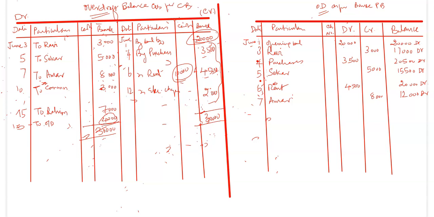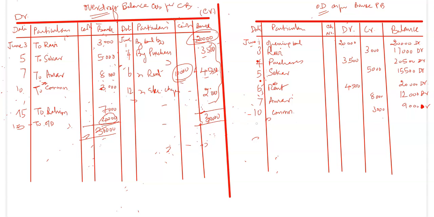Then is there any transaction on 8th? No. On 10th there is a transaction. Commission received. So the commission check got collected and credited on the same day if you assume. So what will happen? It will again bring down your OD. So from 12,000 to 9,000 will be your OD.